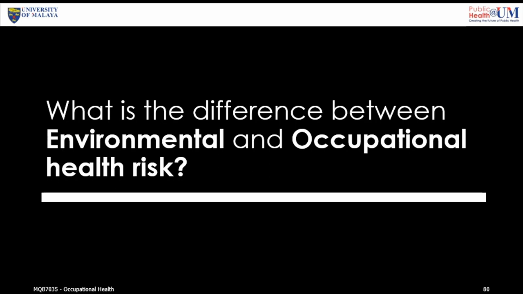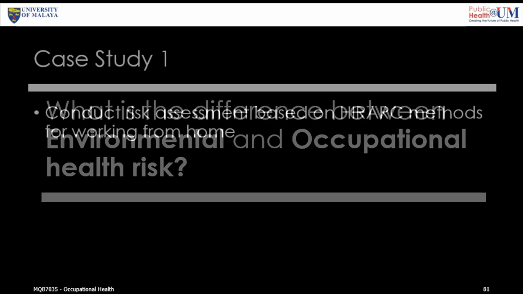So the idea is for environmental health risk, you need to consider everybody. You need to consider the person who is not exposed. You need to consider the vulnerable population. Because usually in occupational health risk, there's no vulnerable population, because you have been screened.